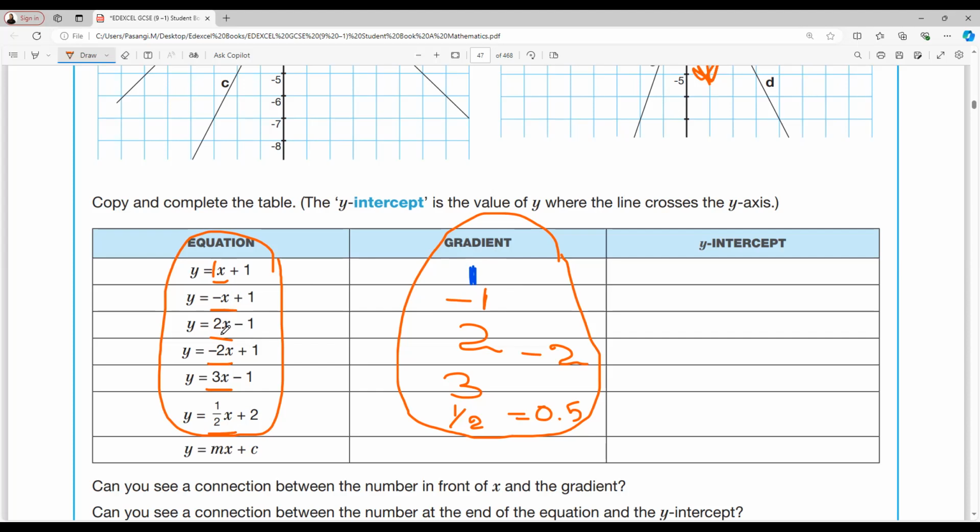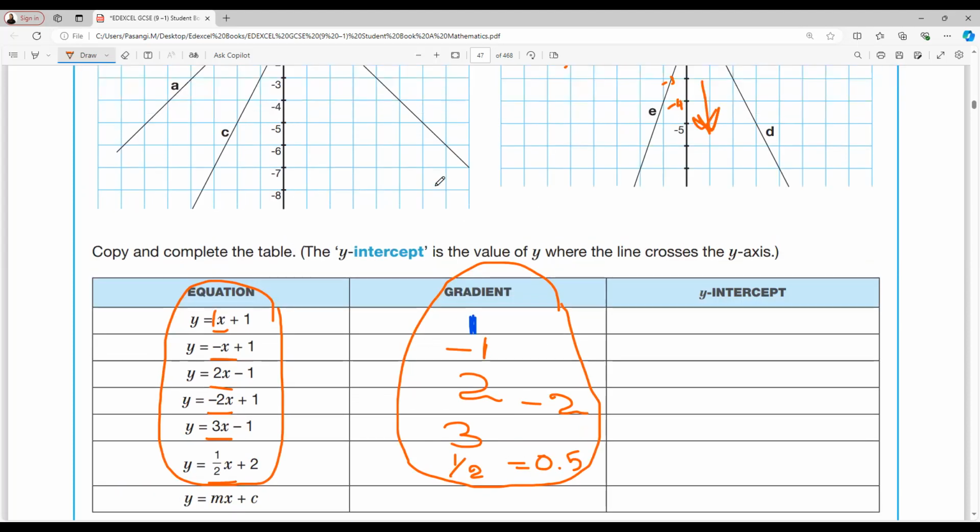Here the coefficient is 2, then again the gradient will be 2. Here the coefficient is minus 2, that means again the gradient is minus 2. Here the coefficient is 3, that means the gradient is 3. Here the coefficient is half, that means the gradient is half or 0.5. If we have a line equation like this, y equals mx plus c, then this m means what?